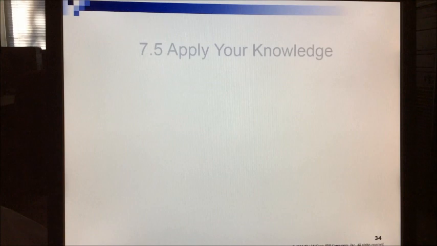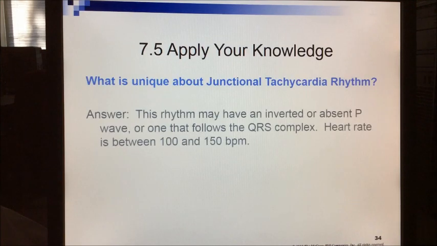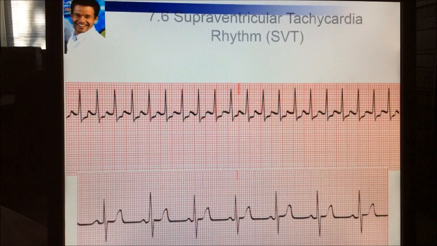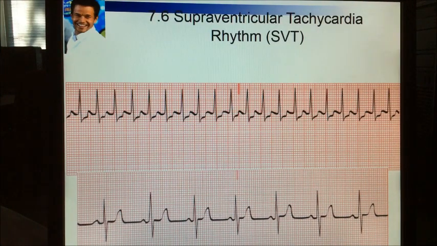100 to 150. Excuse me. Okay. Now, let's move on to supraventricular tachycardia.